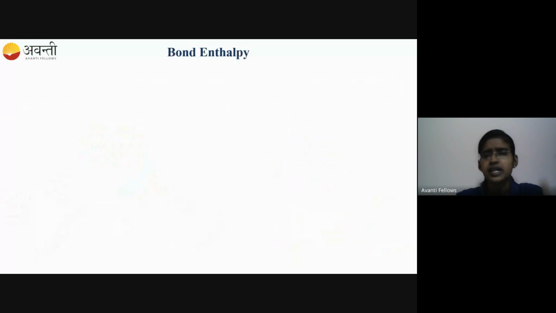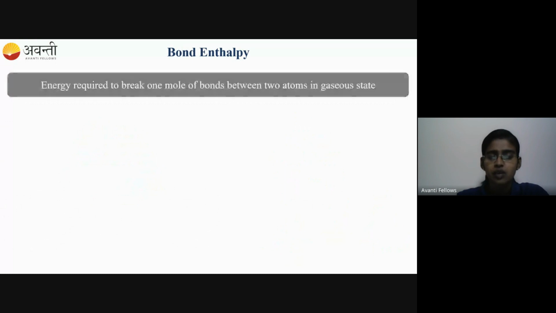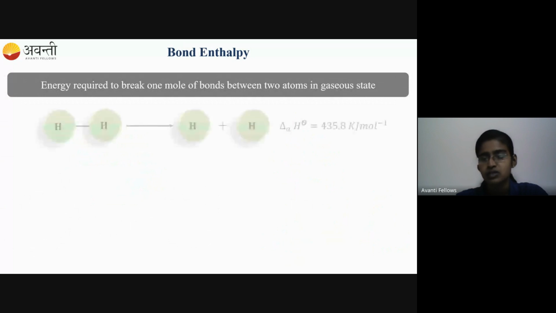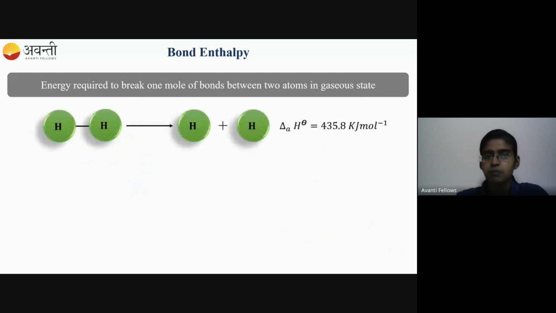What is bond enthalpy? It is also called bond energy. The energy required to break 1 mole of bonds between two atoms in the gaseous state is called bond enthalpy. I have taken the hydrogen molecule as an example. There is one bond between the two hydrogen atoms, right? If I want to break this bond, I have to supply some energy, and that energy is called bond energy. Energy required to break the bond.